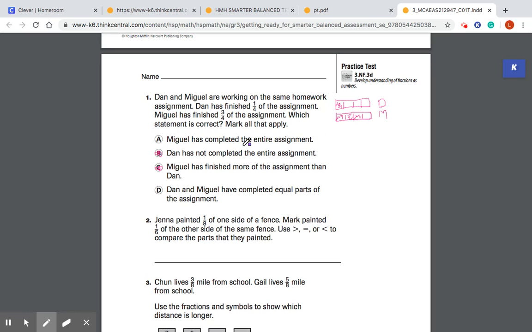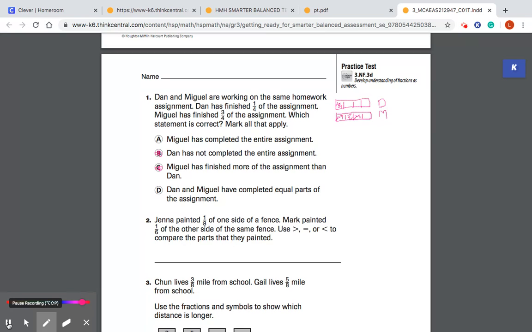No, he hasn't. Dan has not completed the entire assignment. That's true. He's only completed 1/4 of it. Miguel has finished more of the assignment than Dan. That's true. And Dan and Miguel have completed equal parts. That's not true. Number 2, Jenna painted 1/8 of one side of a fence.